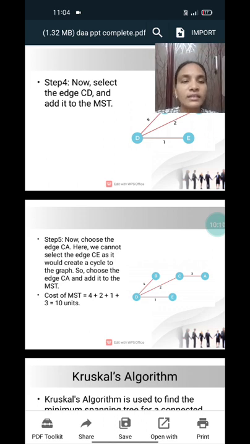How do we know that our spanning tree is completed? To know that, we have to check first how many vertices are present in the graph and how many vertices we have in our spanning tree.